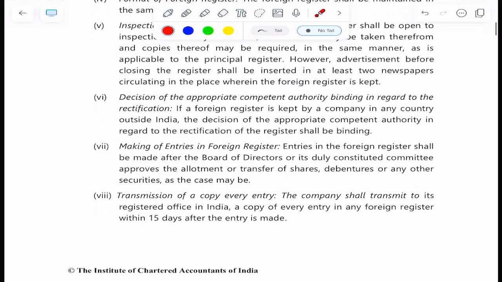Transmission of a copy of every entry. The company shall transmit to its registered office in India a copy of every entry in any foreign register within 15 days after the entry is made.